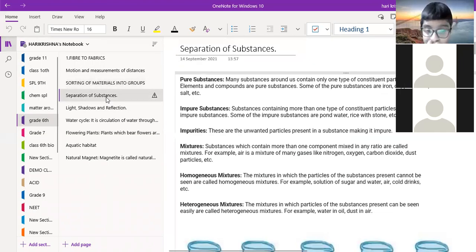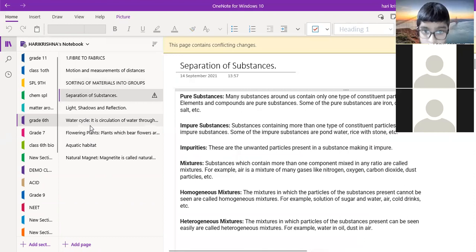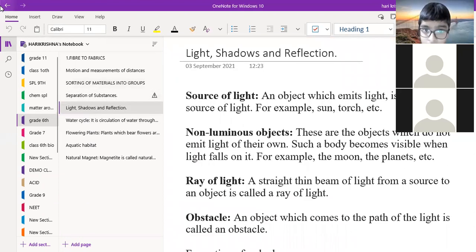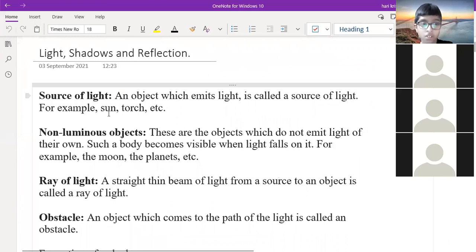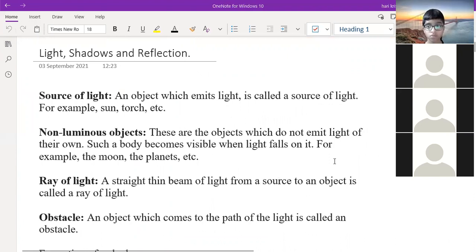Shall we start separation of substances, or shall we go for light, shadow, and reflection? Light, shadows and reflection. Okay. So we'll finish this topic and then go for the other topic. So first, light, shadow, and reflection.